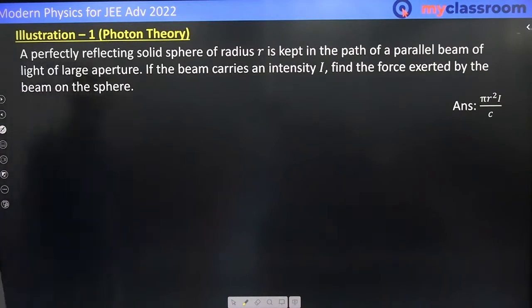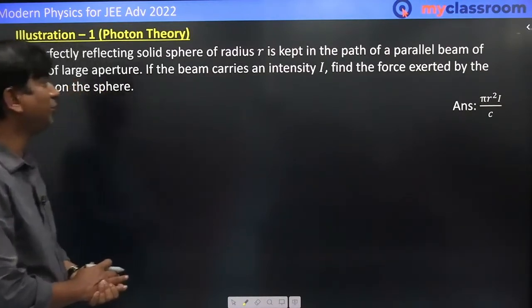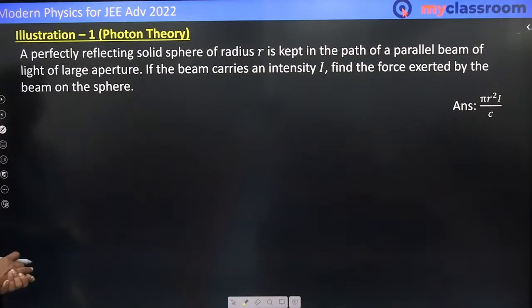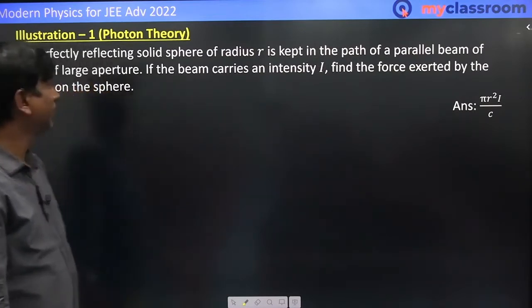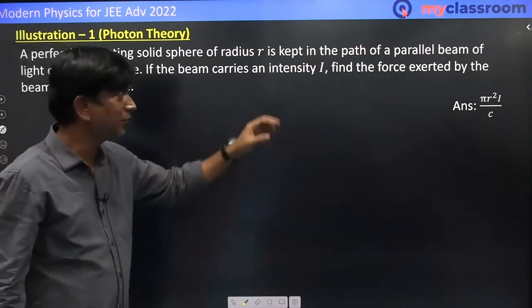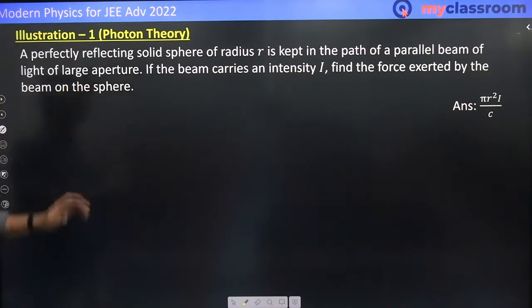So here is the first question. A perfectly reflecting solid sphere of radius small r is kept in the path of a parallel beam of light of large aperture. If the beam carries an intensity I, find the force exerted by the beam on the sphere. So first thing, it is reflecting.